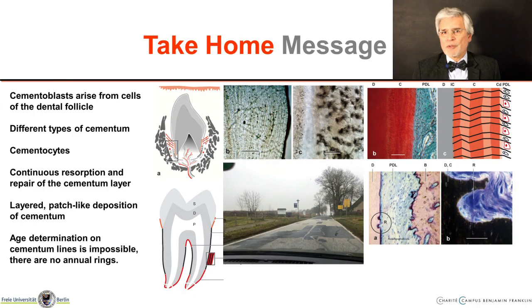So now we come to the take-home message. We have seen that cementum is formed by the cementoblasts and they come from the dental follicle. We have discussed the 4 different types of cementum. There are a few more, but you can read about them in the book. And we have seen how Sharpey's fibers are embedded in the different layers of cementum in different directions. And then we took a closer look at the cementocytes and saw that cementum is constantly resorbed and repaired, so there are more and more of these patch-like depositions. And that is why these are not annual rings, and that is why we cannot determine age on the basis of the cementum lines.